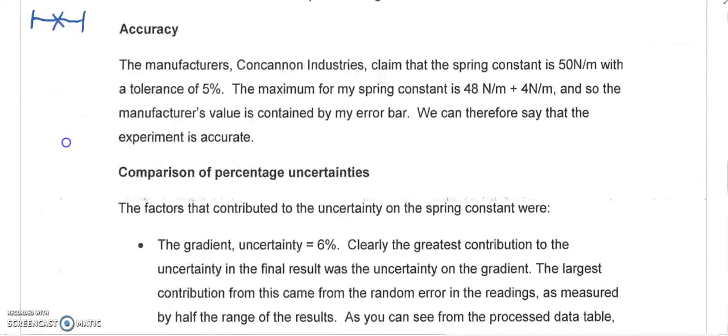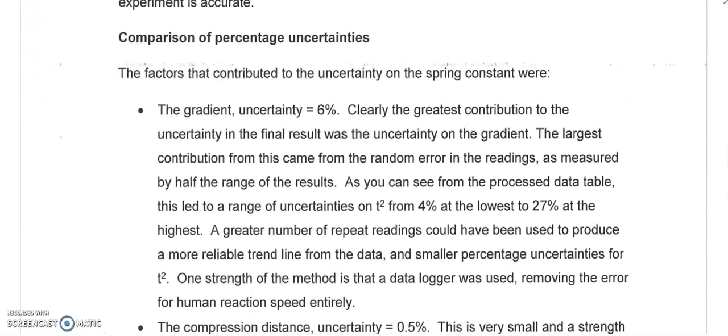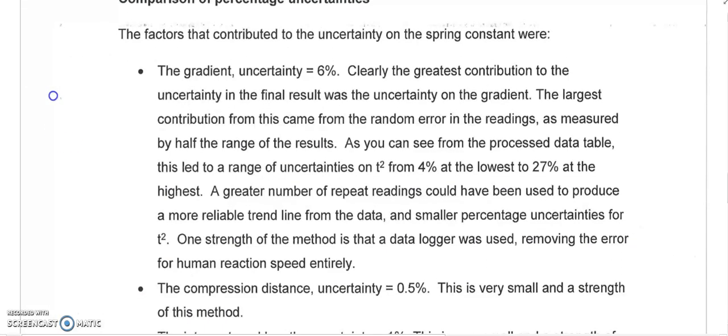We've talked about accuracy and precision already, so now we're going to compare our percentage uncertainties. For each number that we can calculate, each thing that we can measure, we should be computing a percentage uncertainty. So, for the spring constant, the gradient had an uncertainty of 6%.